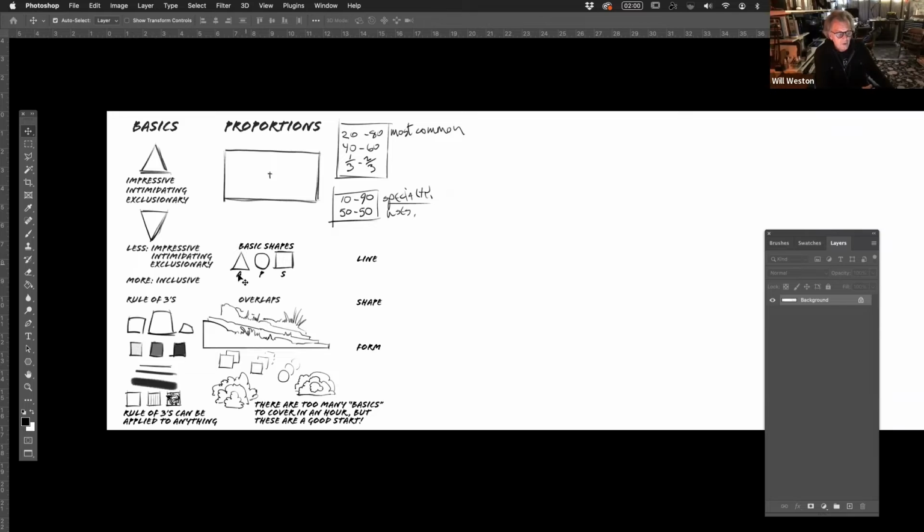The basic shapes are triangles, circles, and squares. Triangles are active, circles are peaceful, squares are stable. More on that in a bit.